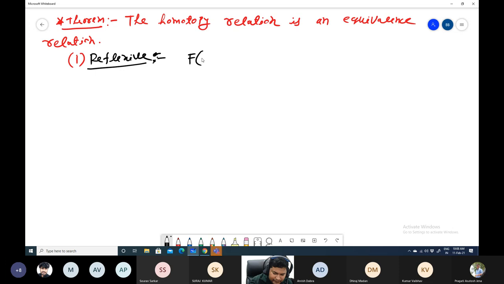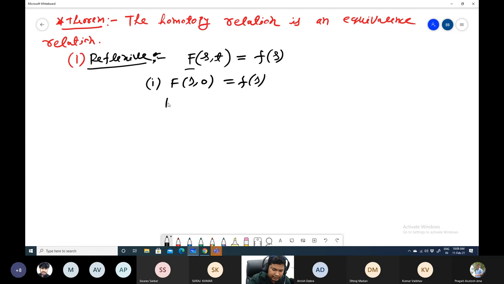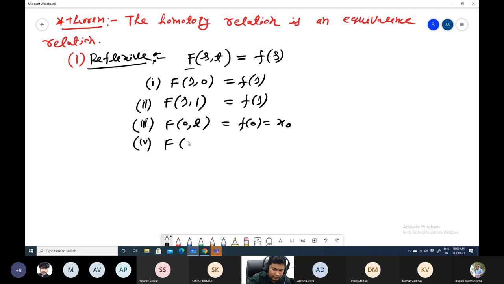So we can take this as just f of s, that's all, right? Now obviously since small f is continuous, capital F is continuous by the construction, and it also satisfies all four conditions. For example, F of s comma 0 is f. If you take the second condition, F of s comma 1 is again f. And F of 0 comma t is f of 0, that is x0. And F of 1 comma t equals f of 1, that is x1.